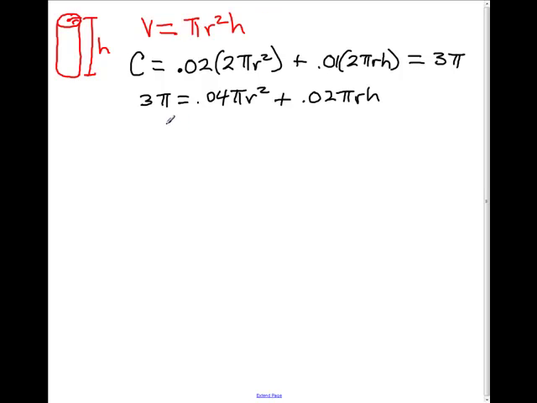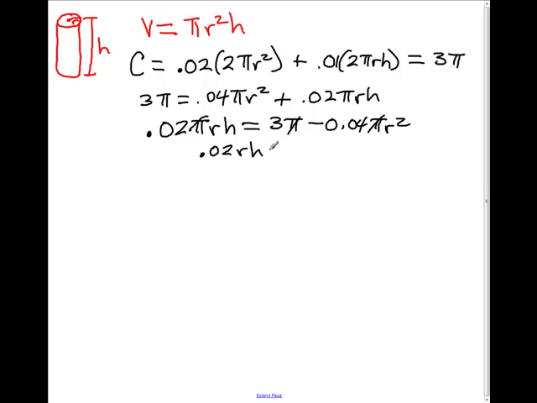expression. So I'm going to do that, and I'm going to just quickly do some rearranging here. 0.02 pi r h would equal 3 pi minus 0.04 pi r squared. Now notice a pi in every expression. I'm going to cross those out because we can divide those out. And that gives me 0.02 r h is equal to 3 minus 0.04 r squared.